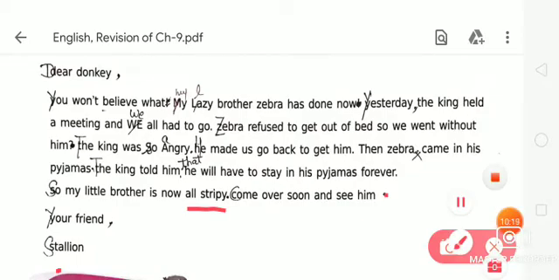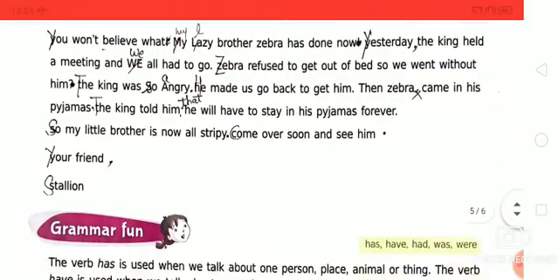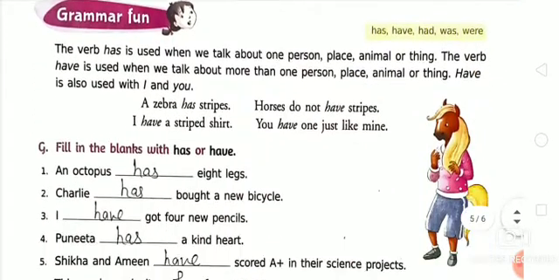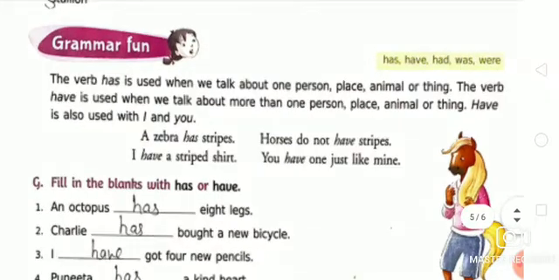Okay students, you must change the given capital letters, and you have to put full stops and commas where required. Just like this you have to write the letter in your notebook with good handwriting. It's your homework. Now we're moving to the next part, that is given in Grammar Fun.